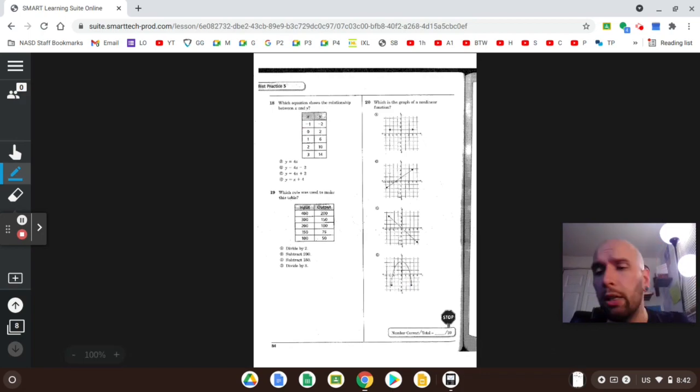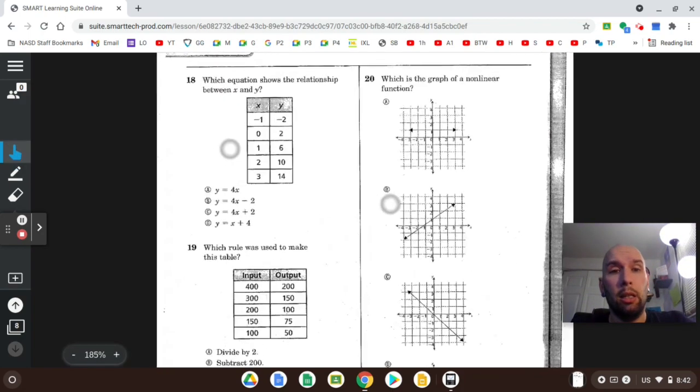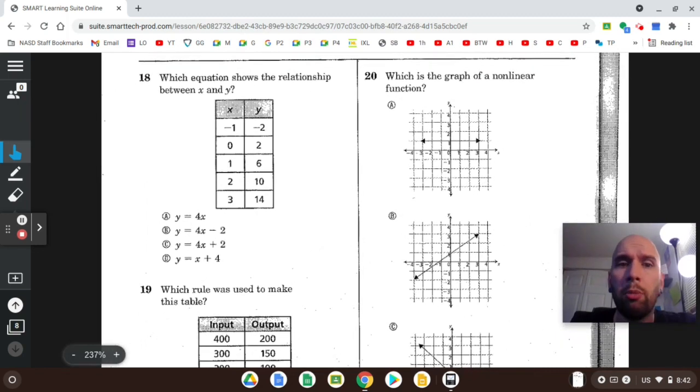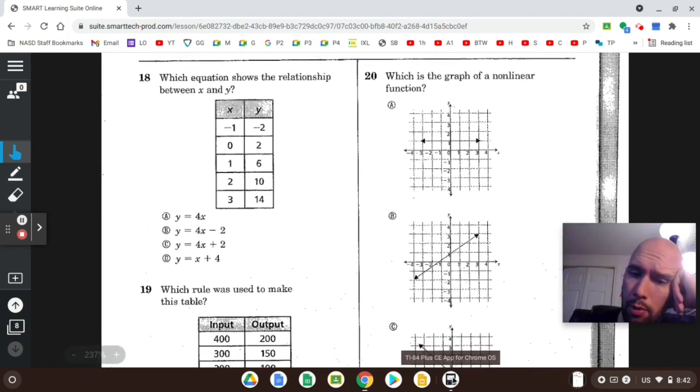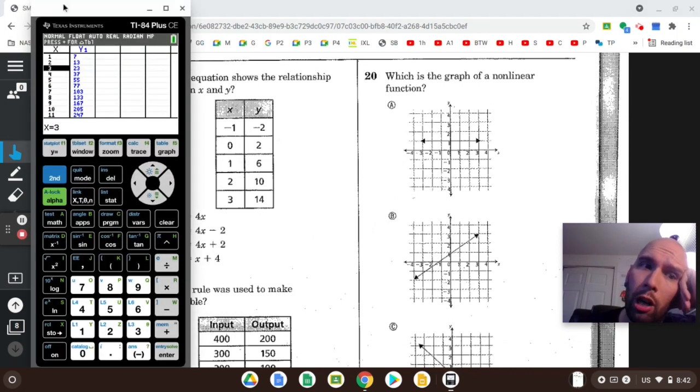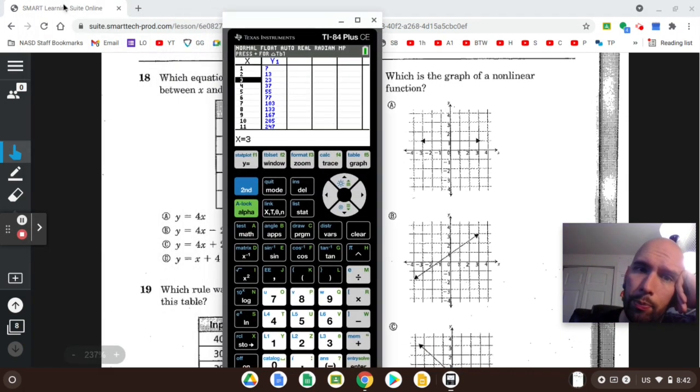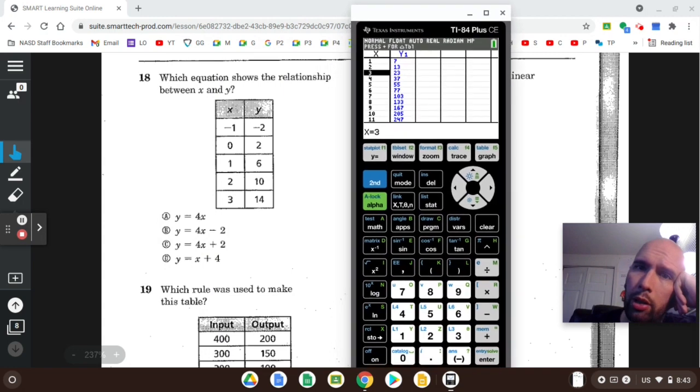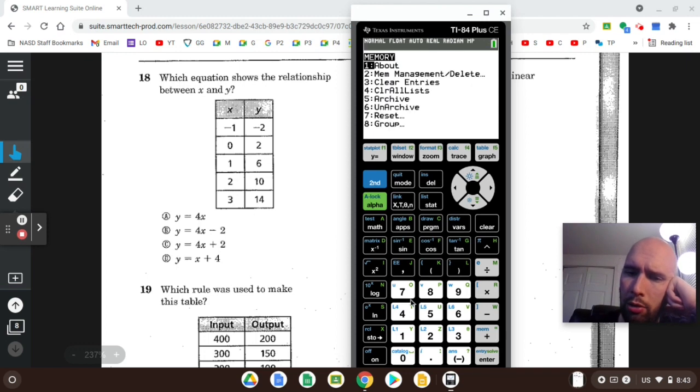All right, last page. Which equation shows a relationship between x and y? Let's just do LinReg one more time, or maybe 2 more times, because I see a table right underneath it. I want to clear everything. So, second plus 7, 1, 2.